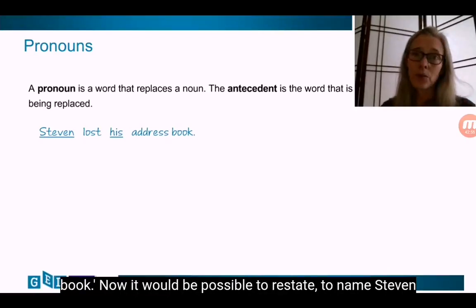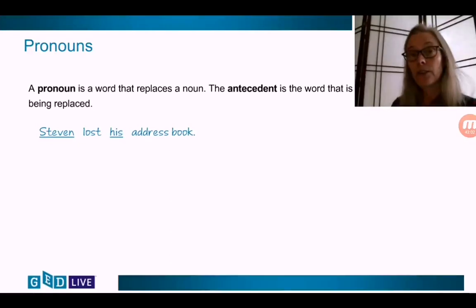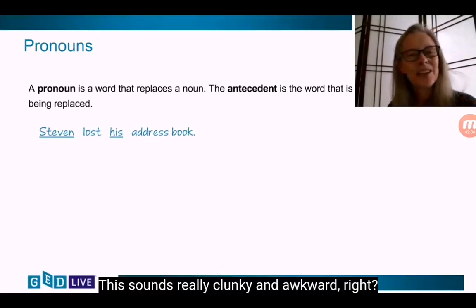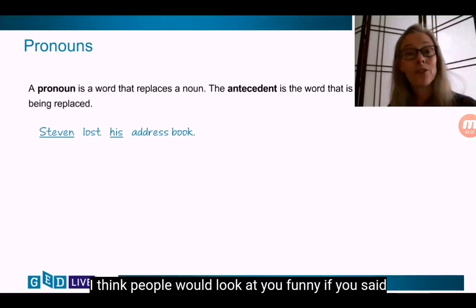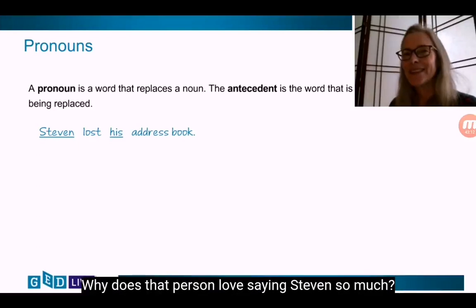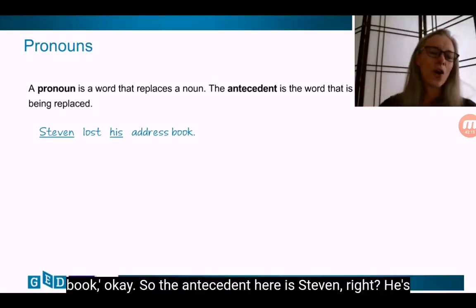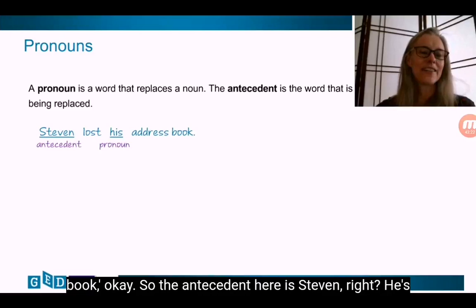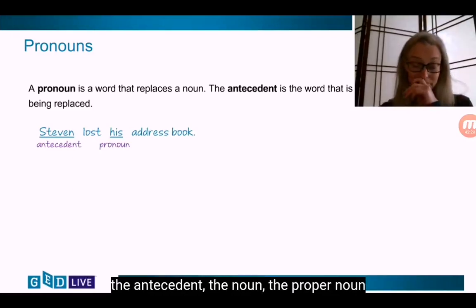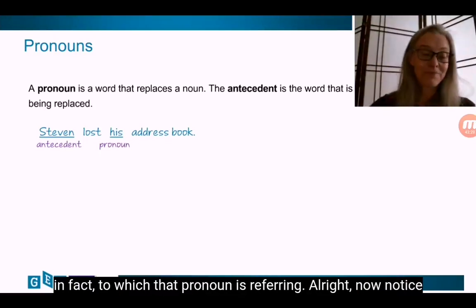Now it would be possible to restate, to name Stephen again in this sentence, right? We could say Stephen lost Stephen's address book. But that sounds really clunky and awkward. I think people would look at you funny if you said that. Why does that person love saying Stephen so much? So instead, we use a pronoun. Stephen lost his address book. Okay. So the antecedent here is Stephen. He's the antecedent, the noun, the proper noun, in fact, to which that pronoun is referring. All right.